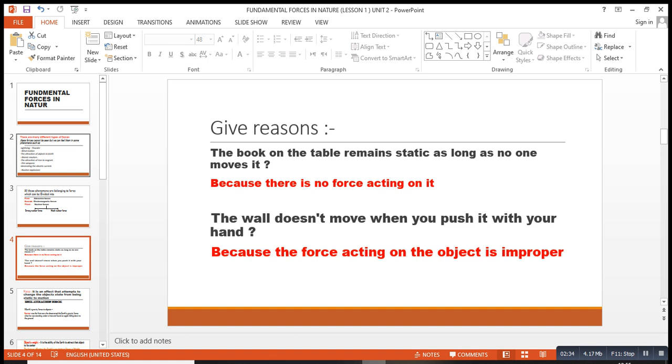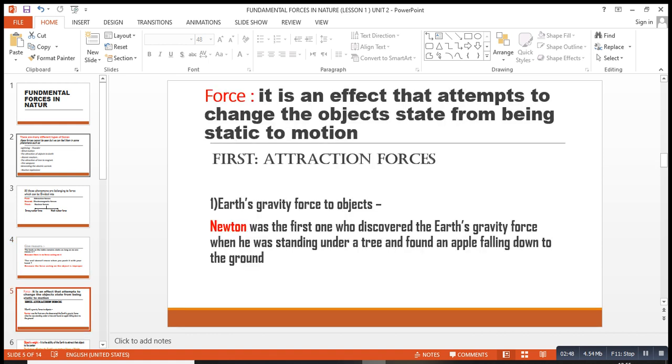So here we can say what the meaning of force is. It's an effect that attempts to change the object's state from being static to motion. We are in a static situation when we are about to play, and after that we move. We walk, we run, we use energy. That's called force, from one position to another.